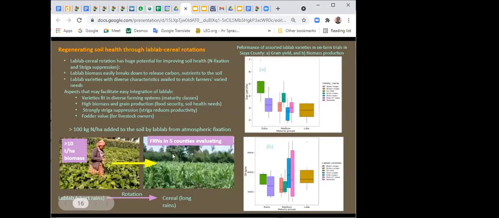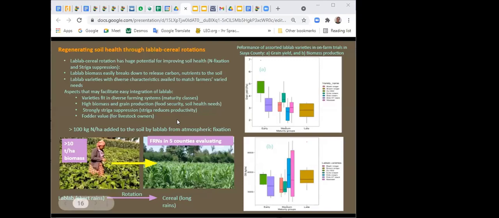So I'm just going to go quickly through this. I said that lab is important. Lab can generate a lot of biomass, up to 10 tons per hectare. In the system where we are working, we are trying to push lab into these systems to be used in rotation with cereals, because we know nitrogen is one of the limiting nutrients in these systems. Striga is another important constraint to cereal production. So by pushing lab there and growing it in rotation with cereals like maize or sorghum, we're able to push the cereal yields up.